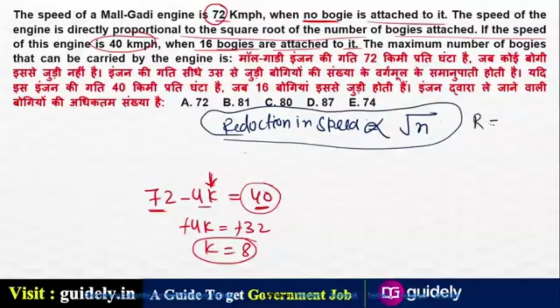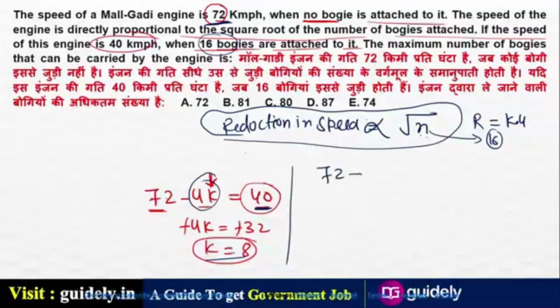So reduction is equal to k into 4, because the number here is 16, because when the 16 bogies are attached, then the reduction is 4 into k. So what is the reduction in the speed? If I reduce the speed by 4k out of 72 when there was no bogie attached, then it remained 40. So now the value of k is equal to 8.